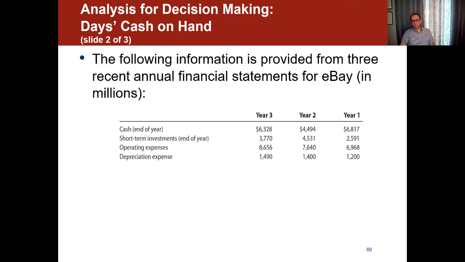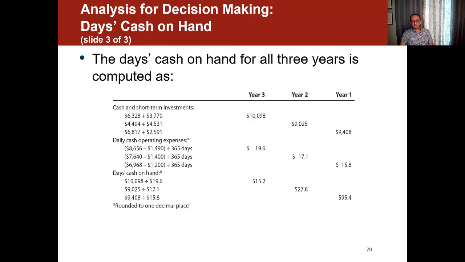So let's see this example. We have information here from the three recent annual financial statements from eBay. You can see here that we have the cash, the short-term investments, the operating expenses, and the depreciation expenses. This is the information that we need in order to calculate this ratio. For the cash and short-term investments, we add them together year by year, and from year 1, year 2, year 3, we have some fluctuations. Year 1 was 9.4, and then year 2 it's about 9, and then in year 3 it went up a little bit.